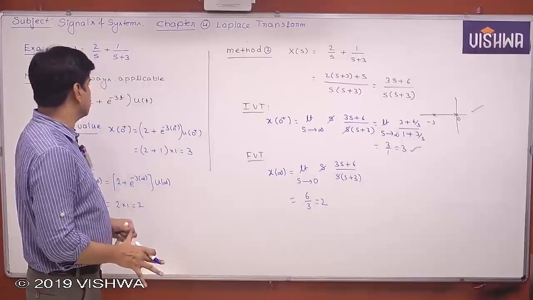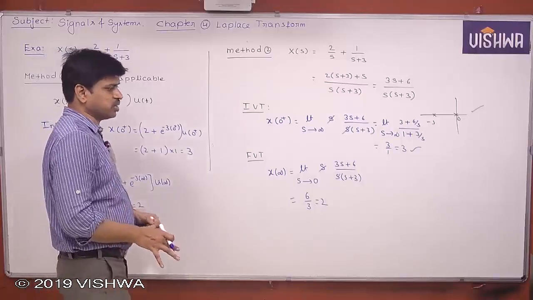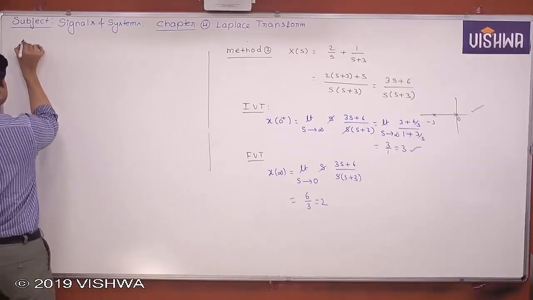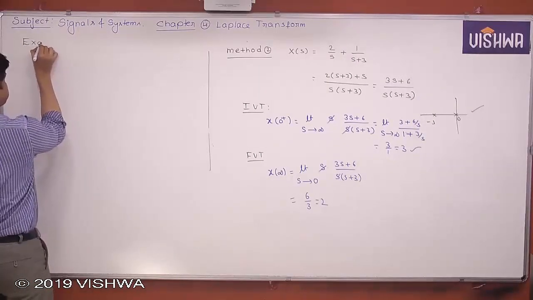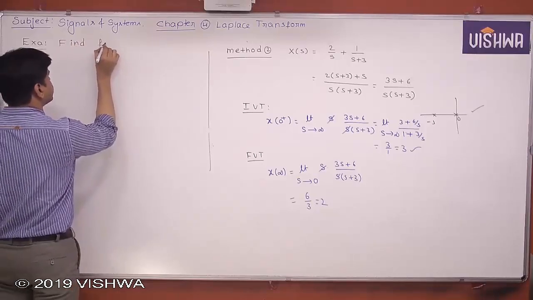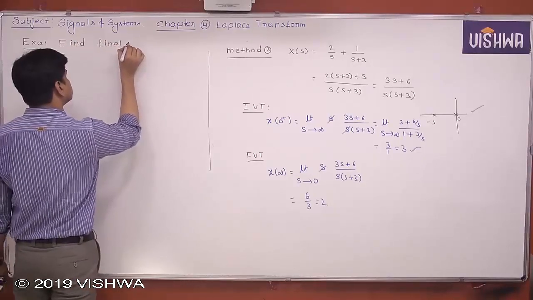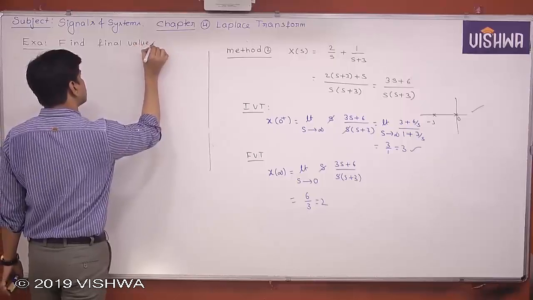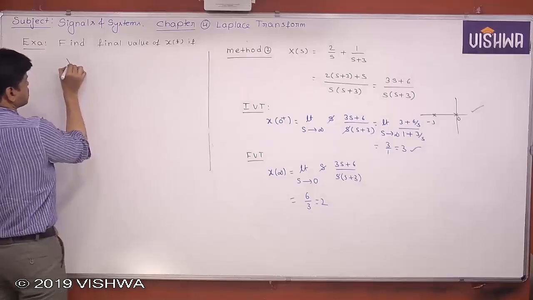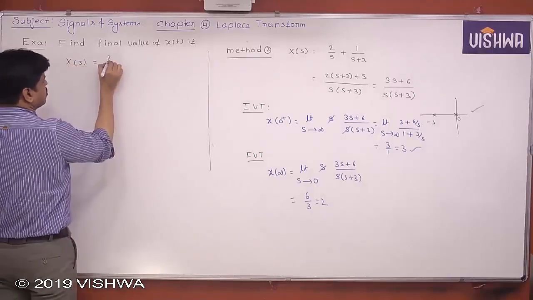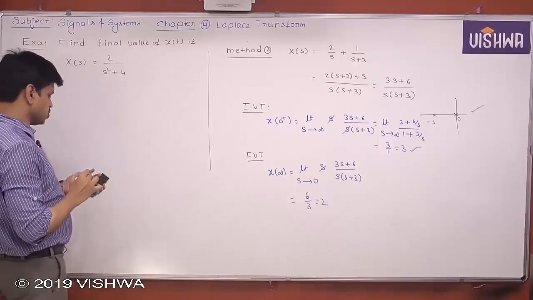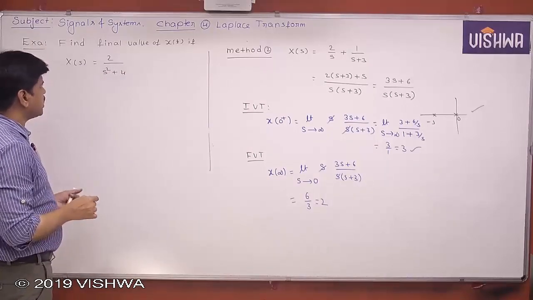Okay, I hope you understood how to apply initial value theorem and final value theorem. Take it. Example. Find the final value of x of t if x of s is given like this, 2 by s square plus 4. So they want to calculate the final value.